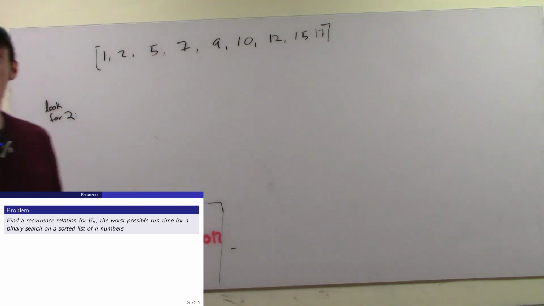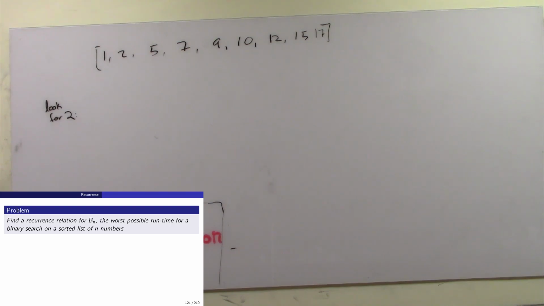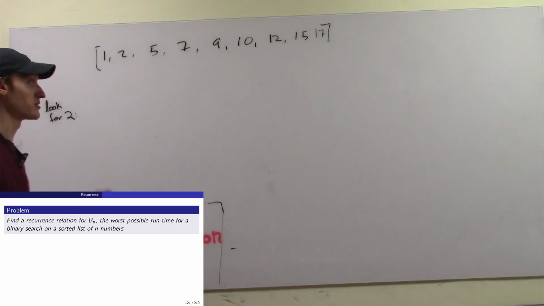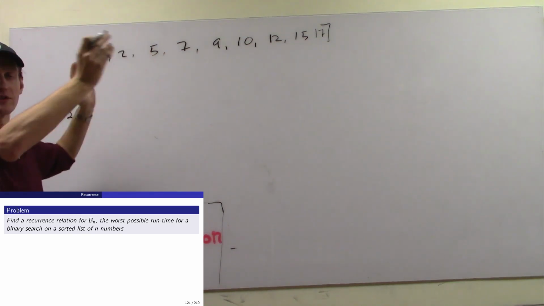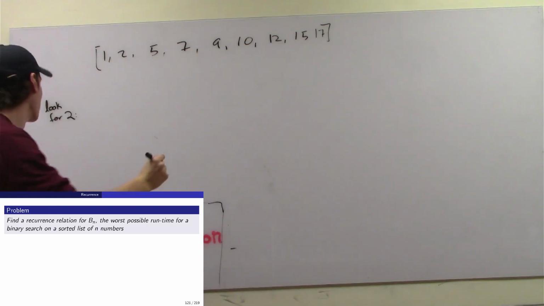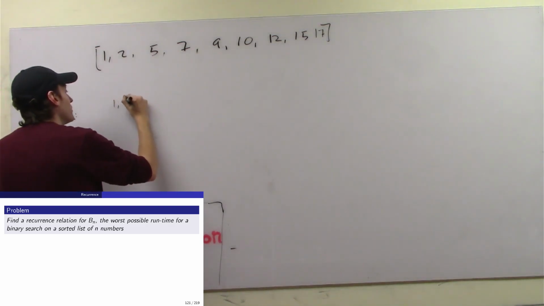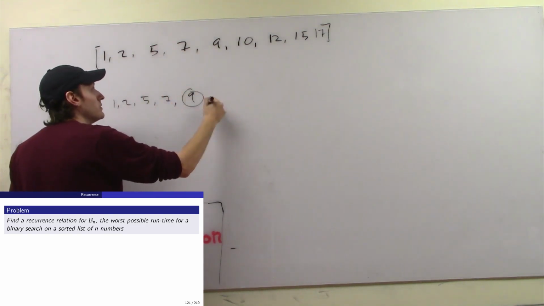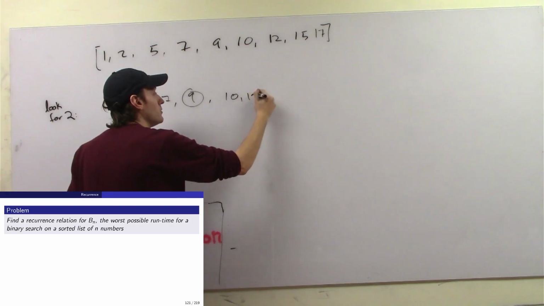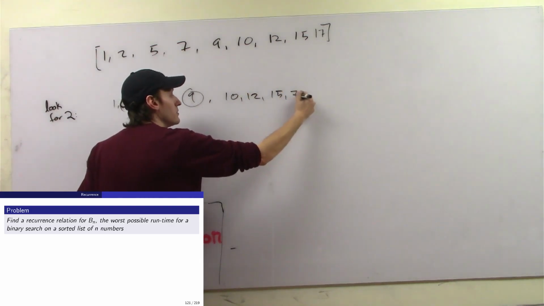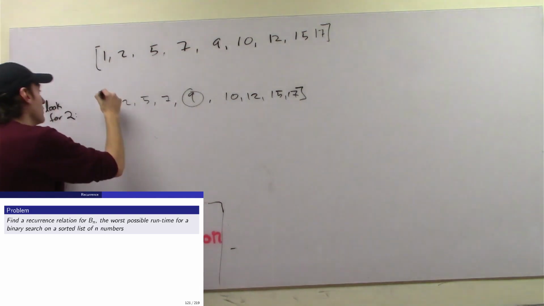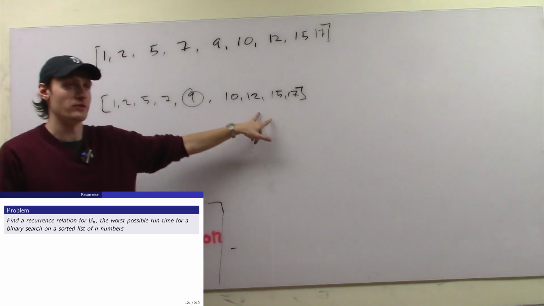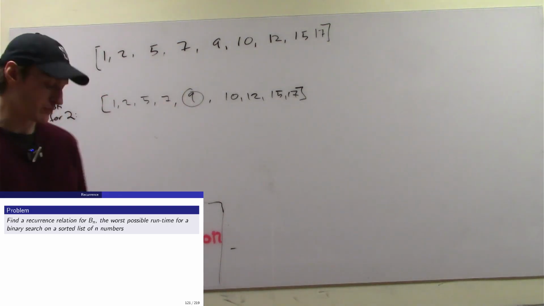Okay, so here's what I do in binary search. I look at the middle value of whatever I'm considering. This is called a recursive process. So I have my list that's sorted, and I want to look at the middle value. So 1, 2, 5, 7, 9, 10, 12, 15, 17. 9 is the middle entry. There's 4 to the left and 4 to the right. If there's a tie, you just pick one at random.